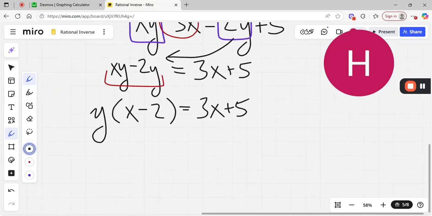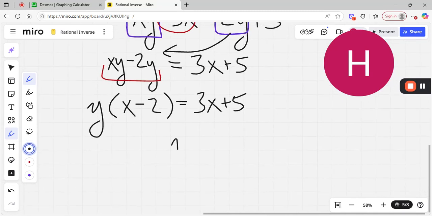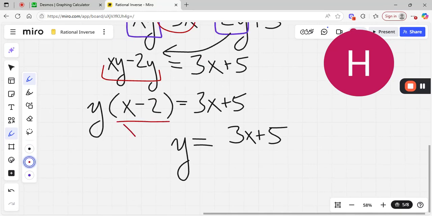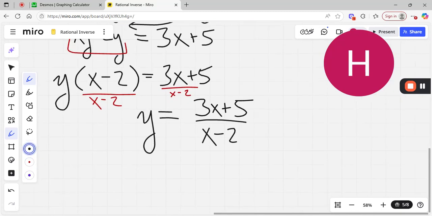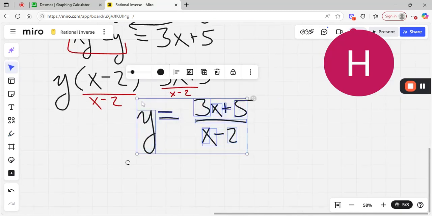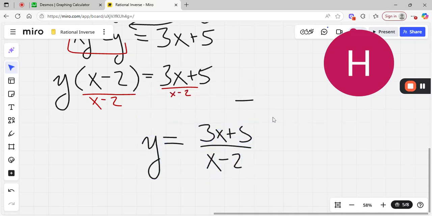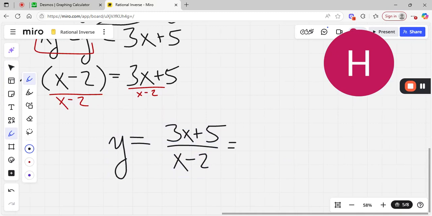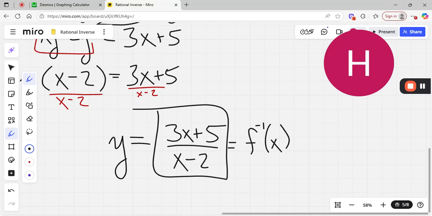And you can imagine the last step is to divide by x minus 2. I don't want it attached to the y. I want it to be on the other side. Now I have to use division, not subtraction or addition, in order to achieve that. So this is going to give us 3x plus 5 over x minus 2. And that is our inverse. All right, so there's our inverse.